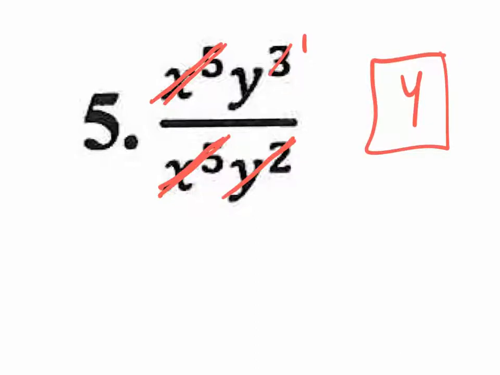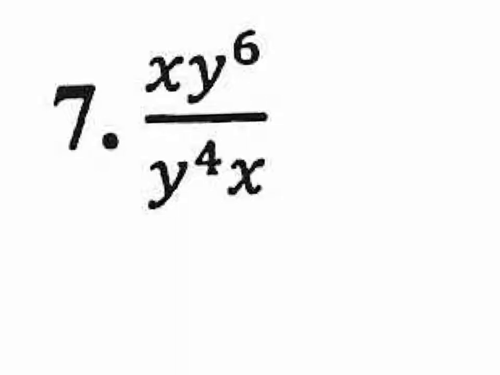Let's jump to number 7. On number 7, do we have x's on top and on bottom? Yes. We're going to cancel out this x with this x. So let's draw a line right through it. It's gone. There are no more x's, right?